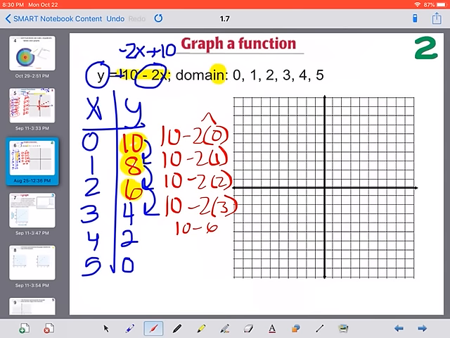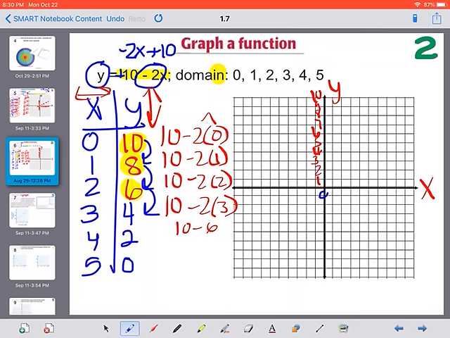So let's go ahead and plot these points. X goes left to right, and y, the output, goes up and down. So when x is 0, y is up 10. 1, 2, 3, 4, 5, 6, 7, 8, 9, 10 is all the way at the top.